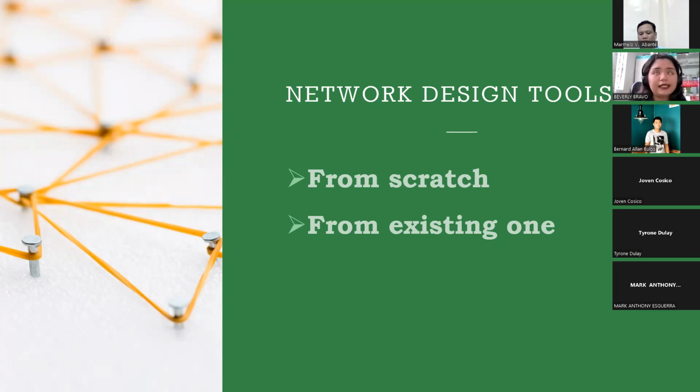But what's good about design tools, based on what I've read, I haven't used any of these tools before, or any networking tools per se, but based on what I've read, one of the key features of a network design tool is its simulation capability. So, for example, the software or the tool can actually simulate how the data will pass through all the components of the network. So in that way, some problems or issues can be resolved early on.